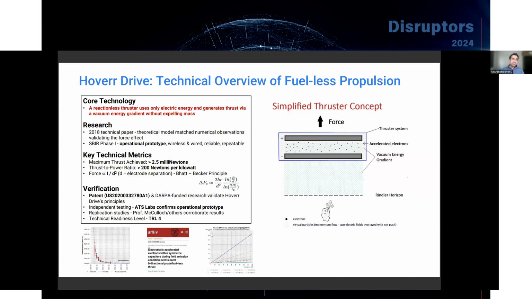Now, anytime you have this new type of technology, we need it to be verified, obviously. So we did get a patent in 2021. It also has been verified through DARPA funded research by Professor McCulloch and about, I think, 4 other replications now. We also did independent testing at Hover Labs, and we got ATS Labs to come here and test it on their own. So we're basically at a TRL 4 now. Next slide. So that's the technical stuff.